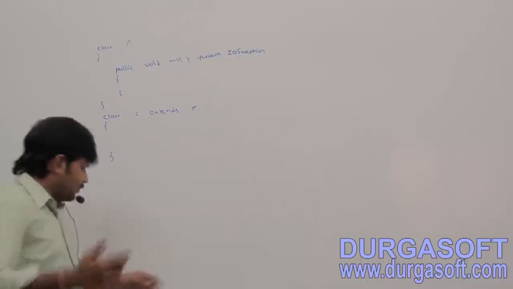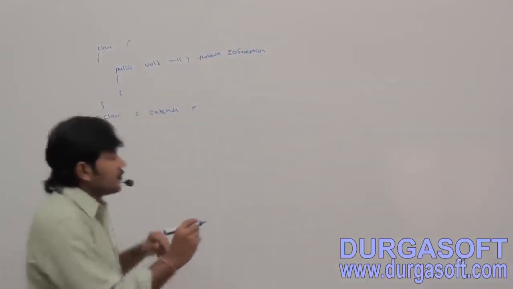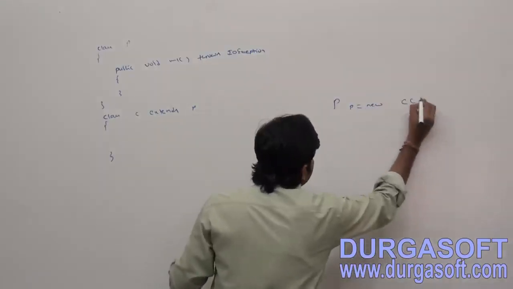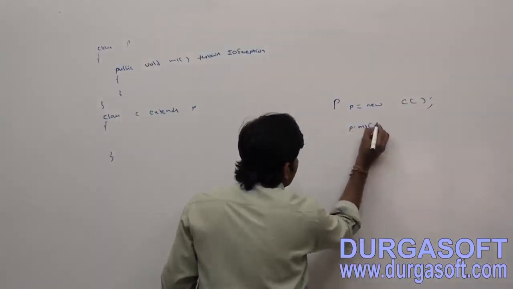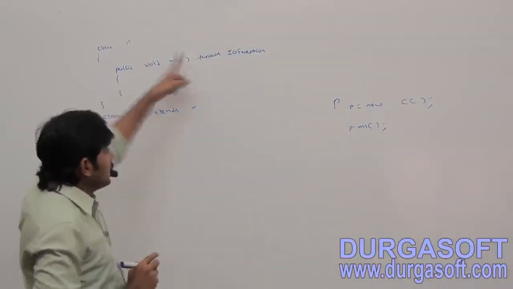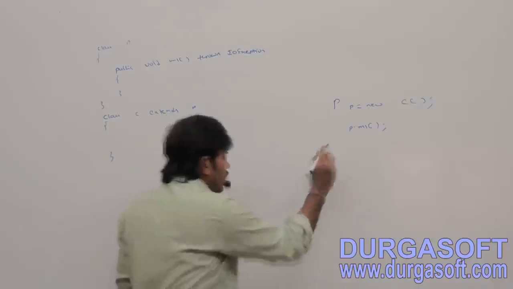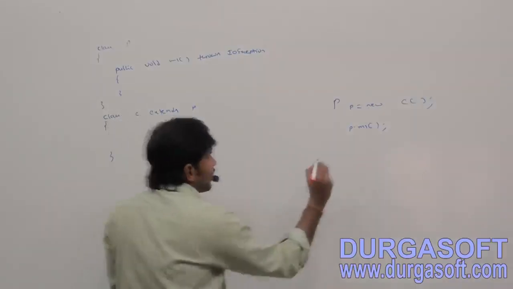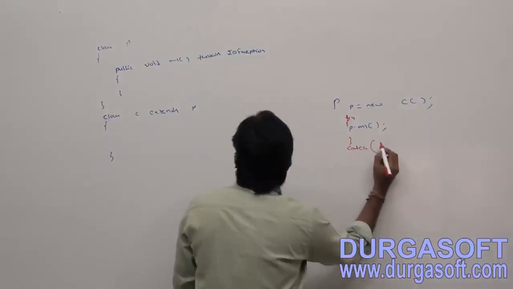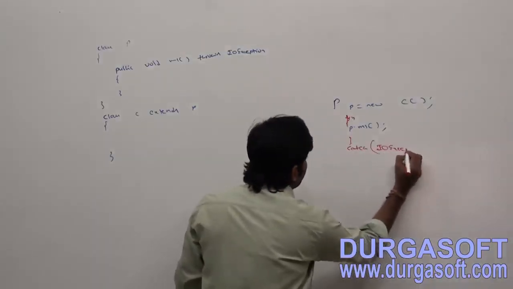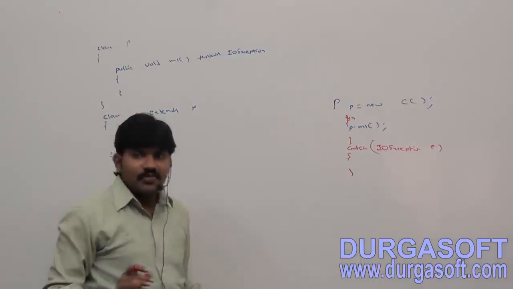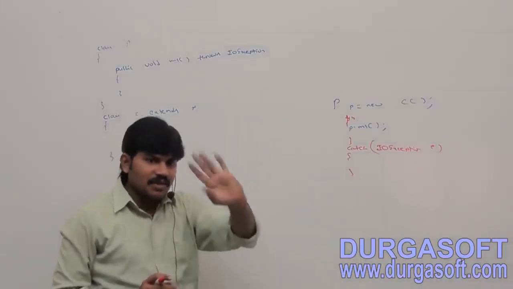Suppose I am calling M1, just observe. Parent P is equal to new child, and I am calling M1. Now I am responsible to handle this exception. This method call I will keep inside what? Try catch. What is that exception? IOException, which I can handle, and then only the code is going to compile. If you are not going to handle it, we are going to get a compile time error.